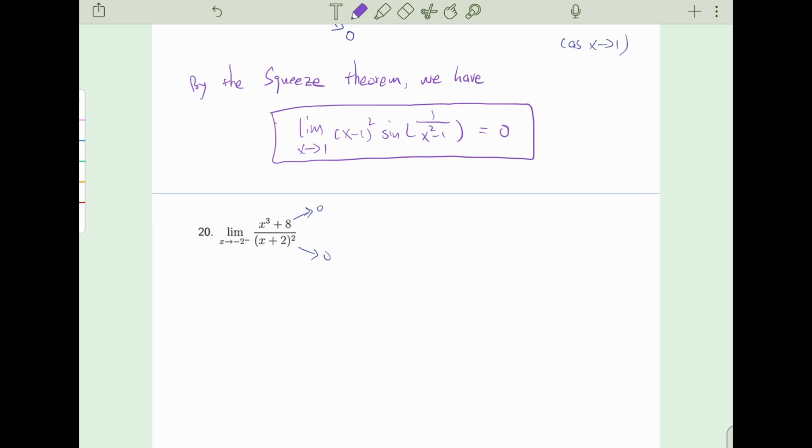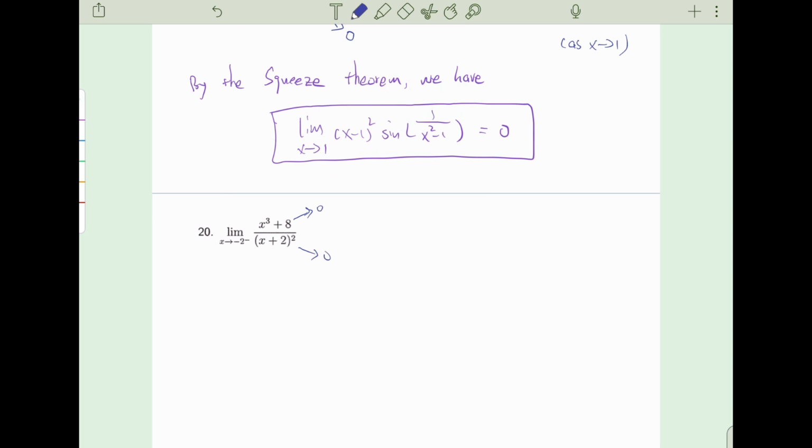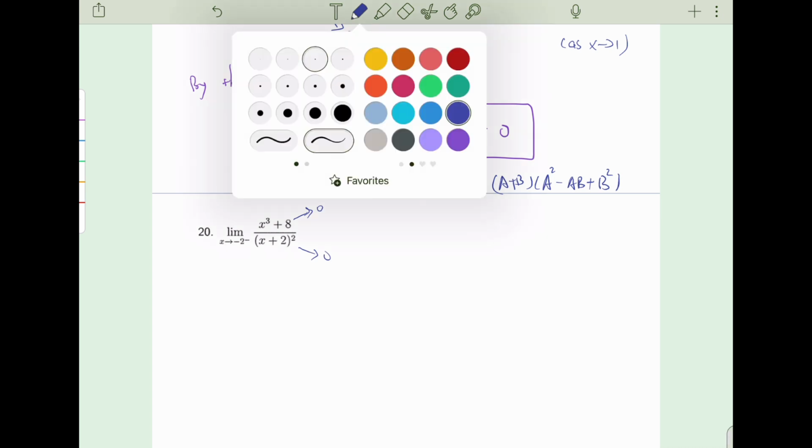So now the formula I'm using here is not the difference of cubes formula. Instead, it's the sum of cubes formula. So it's like that: a cubed plus b cubed is equal to a plus b times a squared minus ab plus b squared.